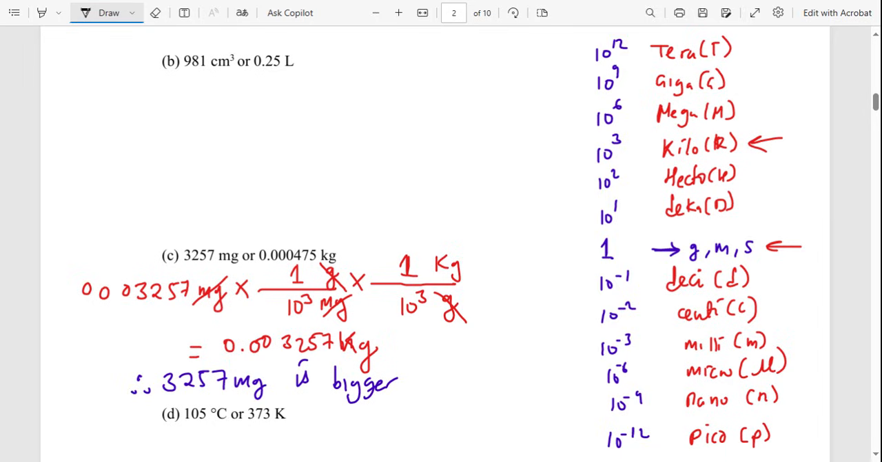Okay, let's convert the liters. We have centimeters cubed, and then we have a quantity that is in liters. So which one should I convert to the other? Anyone? Should I convert a liter to a centimeter cubed or a centimeter cubed to a liter? What should I do?